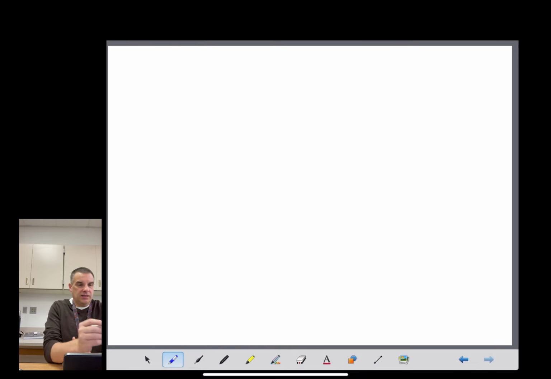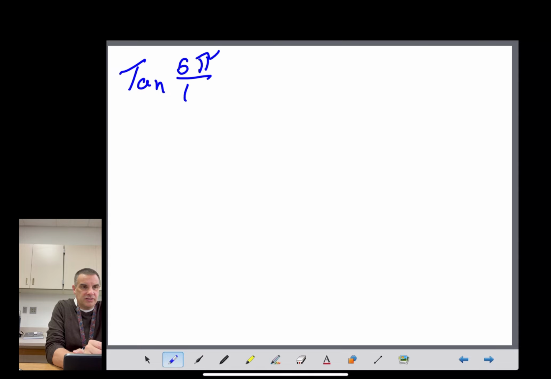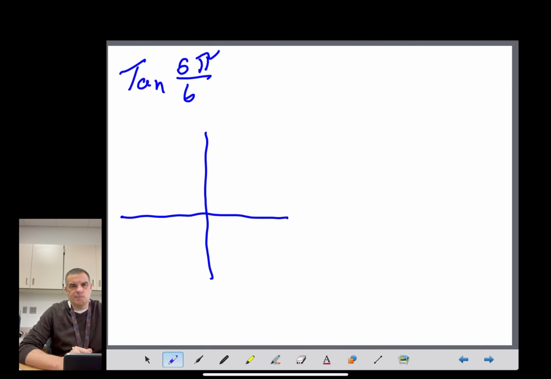So let's say that we want to find the exact value of the tangent of, let's say, 5 pi over 6. Okay, well, our step 1 was to graph this. Okay, so I'm going to graph this. 5 pi over 6, I don't know where that is in the unit circle.